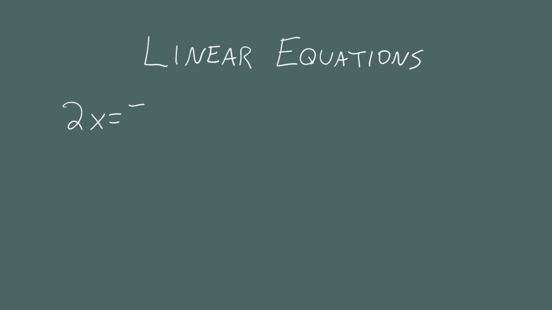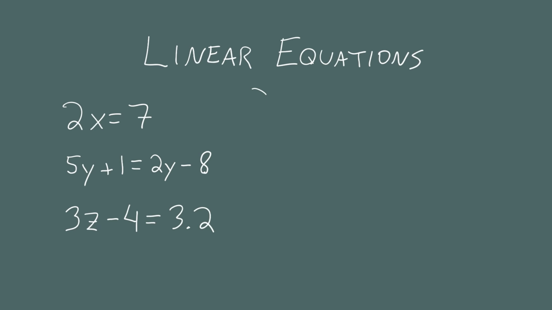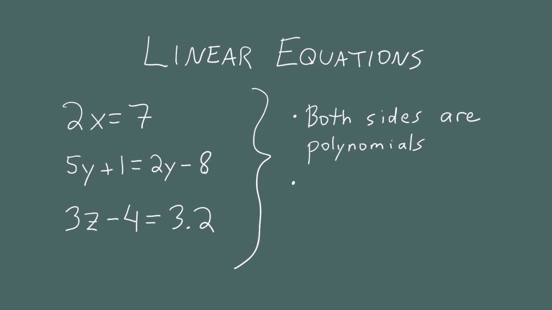There's 2x equals 7. How about 5y plus 1 equals 2y minus 8? And 3z minus 4 equals 3.2. One thing that all three of these equations have in common is that both sides of the equations are polynomials. And it's also worth pointing out that in each of these three equations, there's only one variable. And also in these three equations, the degree of the polynomials is 1. And these are some of the things that you look at to determine how complex an equation is and what techniques you need to use to solve it.